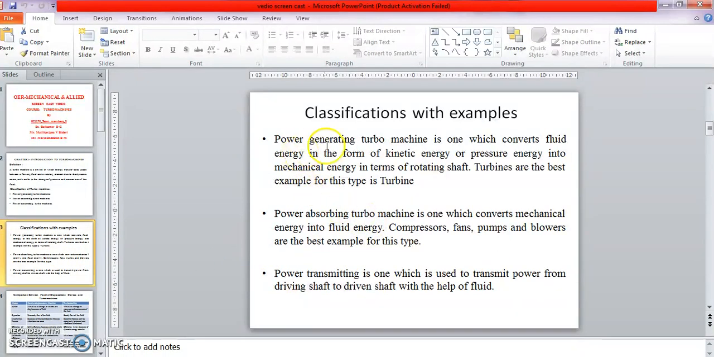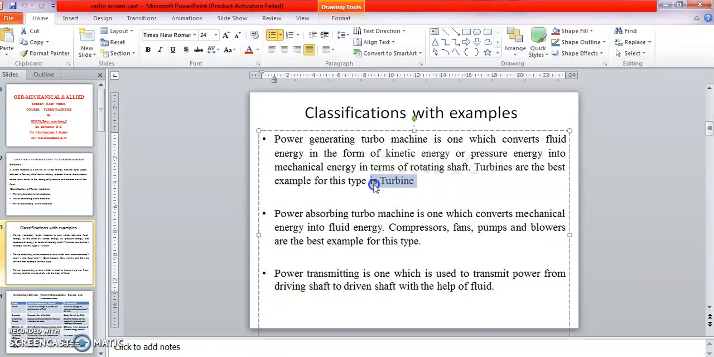So what do you mean by power generating turbomachine? It is a machine which converts fluid energy in the form of kinetic energy or pressure energy into mechanical energy in terms of a rotating shaft. Turbines are the best example for this type of machine.